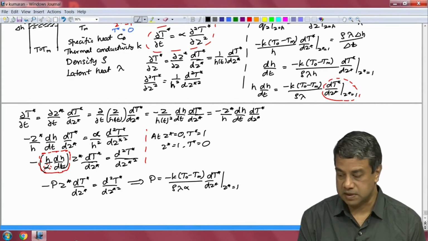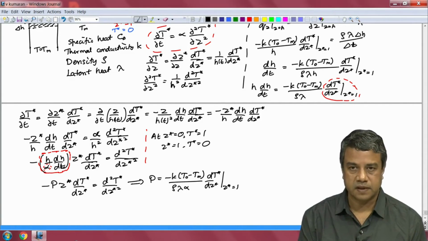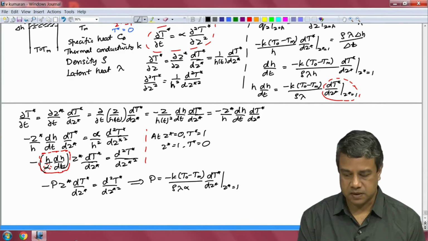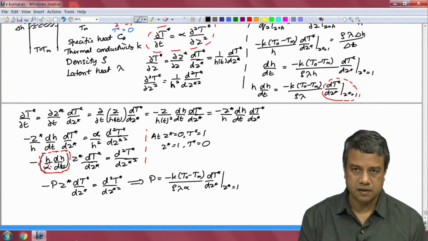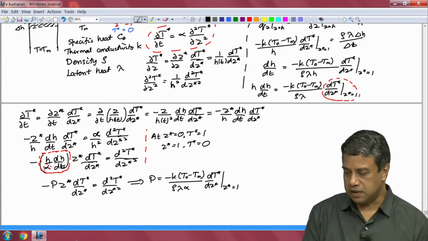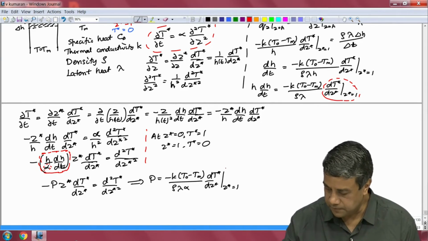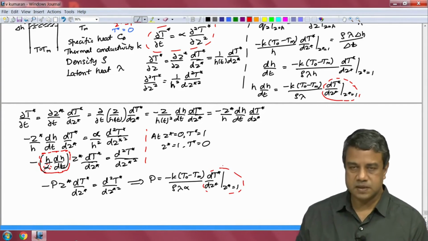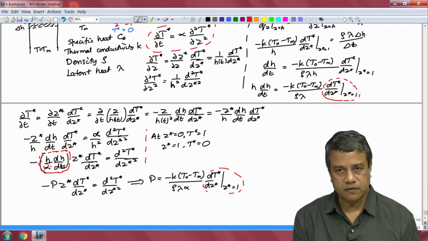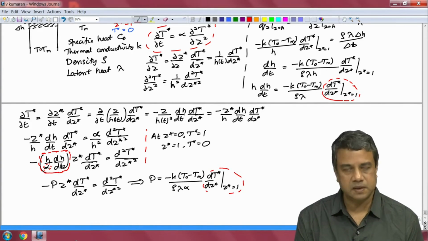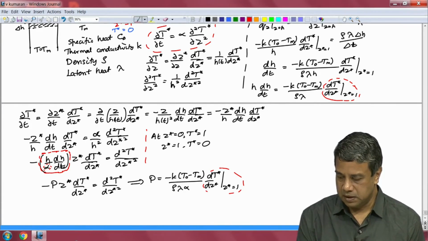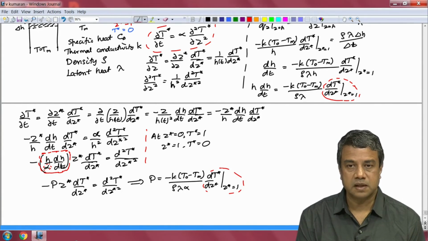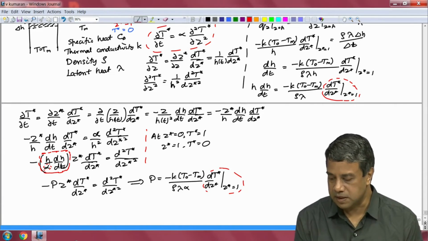P is a positive number because I said dT by dz is negative at the interface; temperature decreases as z goes to 1. And now, because dT by dz is a constant, if T is only a function of z, the value of the derivative at z is equal to 1 is a constant, and all other terms in this expression are also constants. Therefore, p is a constant and we can solve this. A similarity solution can be applied in this case, because p is a constant. We do not yet know what that constant is. That has to be determined self consistently from the condition that p is given by this value.